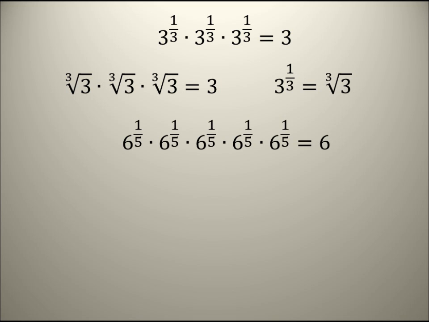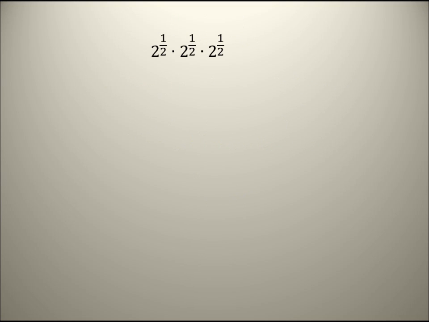One more example, we have five 6's each to the power of a fifth multiplied together. Adding up the powers, we get 1, so our answer is 6. Skipping the steps, we can see that the fifth root of 6 is equal to 6 to the power of a fifth. Hopefully, that was clear.